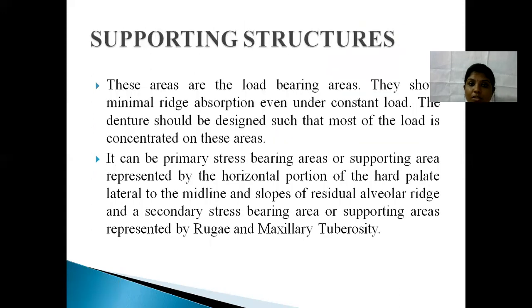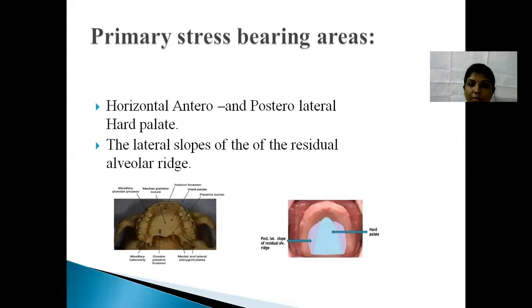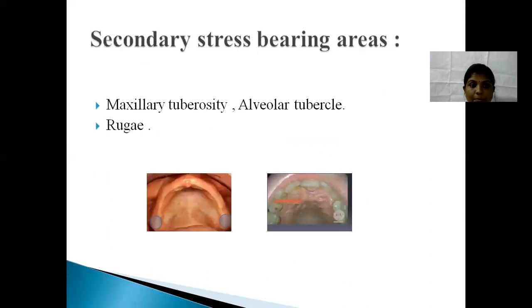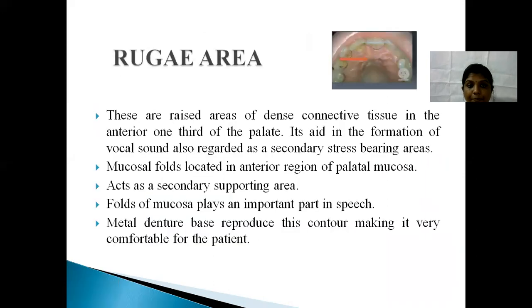Then we will move on to the supporting structures. Supporting structures are nothing but the load-bearing areas. We have the primary stress-bearing area, which is the horizontal and posterolateral hard palate and the lateral slopes of the residual alveolar ridge. And the secondary stress-bearing area is the maxillary tuberosity, the rugae and the alveolar tubercle. These are called the stress-bearing areas because they can bear the load.